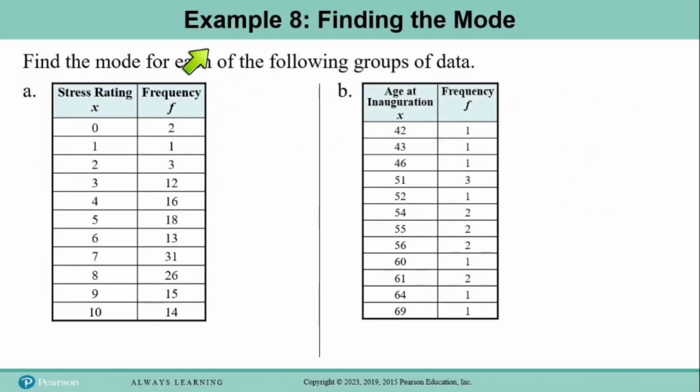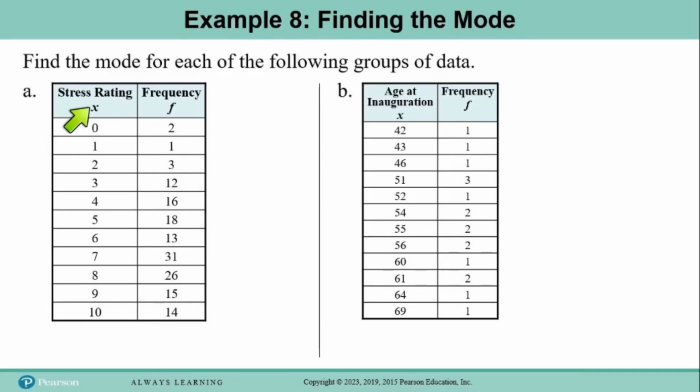Okay, now in example 8, we are again finding the mode for each of these data sets, but this time our data values are organized into a frequency table for us. Remember that the frequency tells you how many times the value is repeated. For this particular data set, the stress ratings are the data values, and the numbers in the right column just tell you how many times each data value was repeated. The 0 was repeated twice. The 1 is only included once. The 2 was included 3 times, and so on.